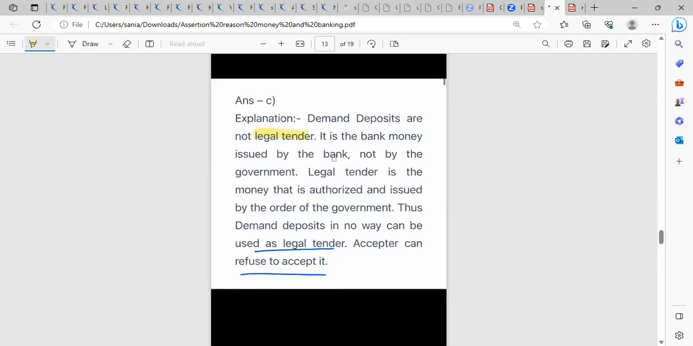So over here, whether issued by the bank or not, legal tender is money that is authorized and issued by order of the government. Thus, demand deposits in no way can be used as legal tender. The person accepting can refuse to accept it. Clear?